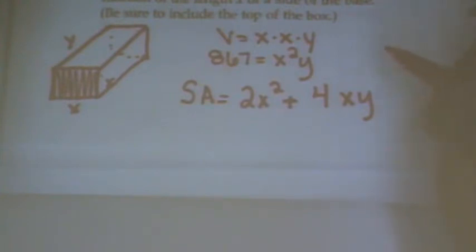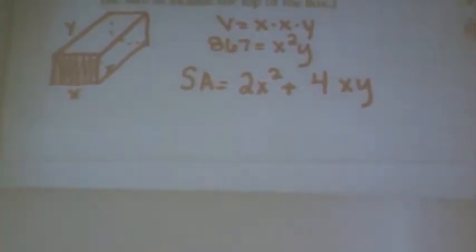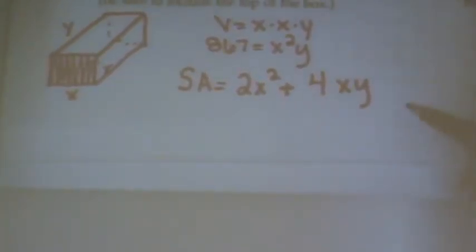So what do I do now? I want to express the surface area of this box as a function of the length of the side of the base. And it says include the top. We did a problem in chapter 2 that had no top, so I think that's why this says include the top of the box. So what are you going to do? Anyone have an idea? Just like the other problems.